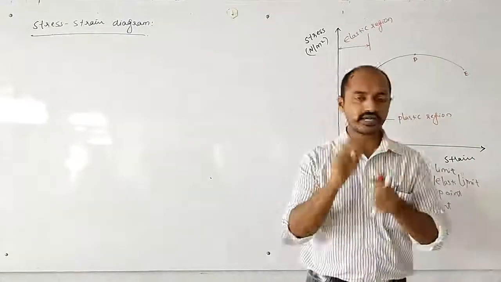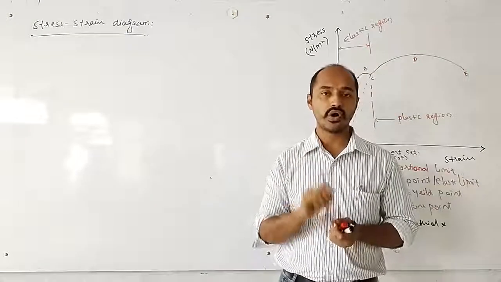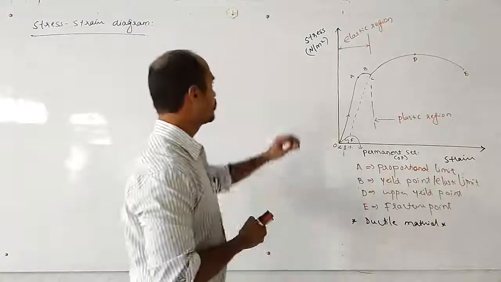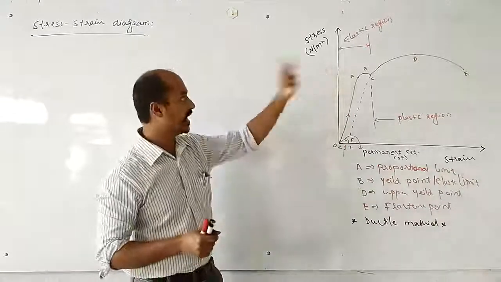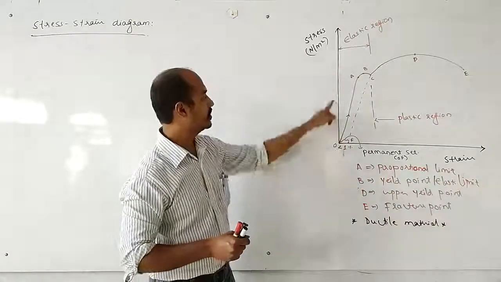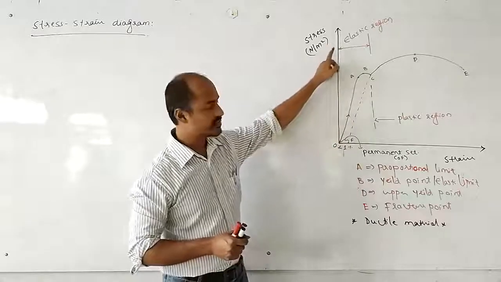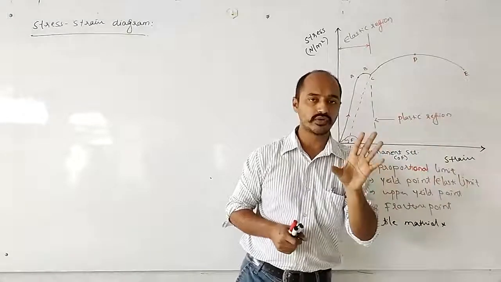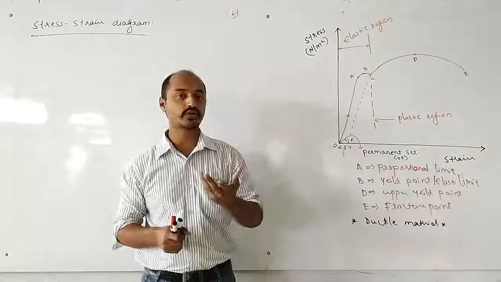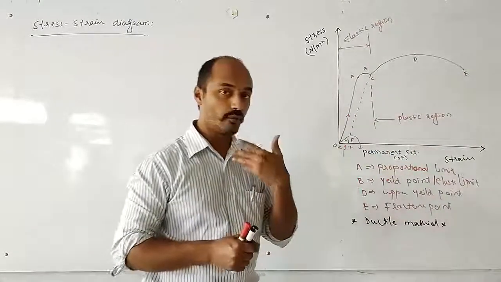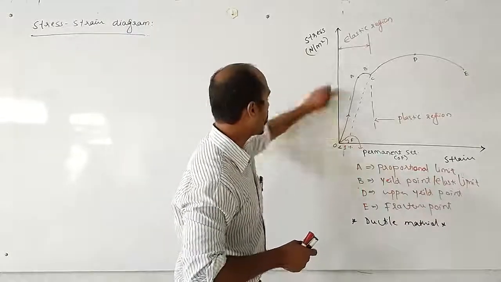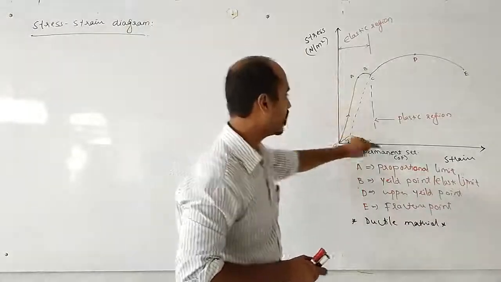See, a stress strain diagram is a graph obtained by taking stress along the y-axis and strain along the x-axis. So it is nothing but a graph. It is obtained by taking stress along the y-axis and strain along the x-axis.